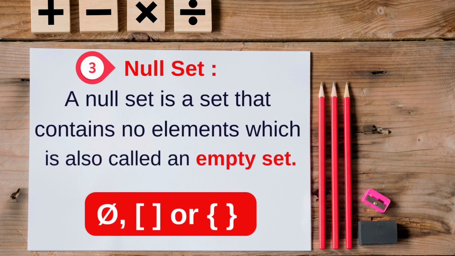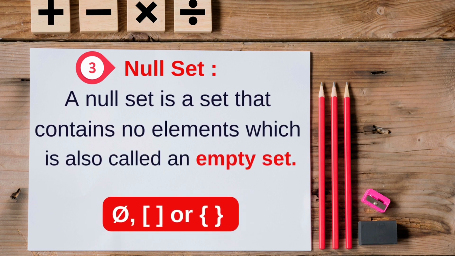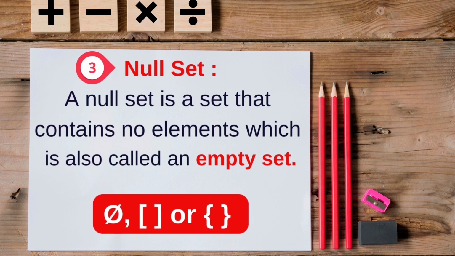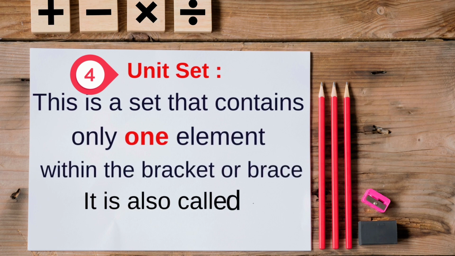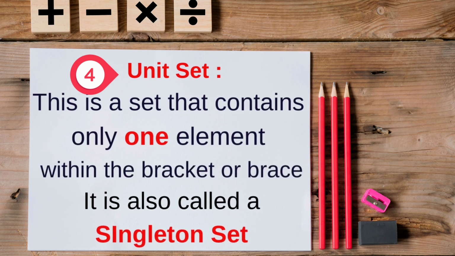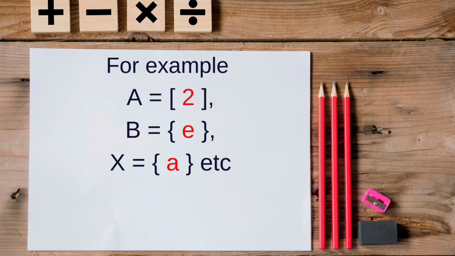A null set is an empty set which contains no elements. Take note of the symbols below. A unit set is a set that contains only one element. It is also called a singleton set. The following are examples of singleton sets, and in each example we can see that it contains only one element.